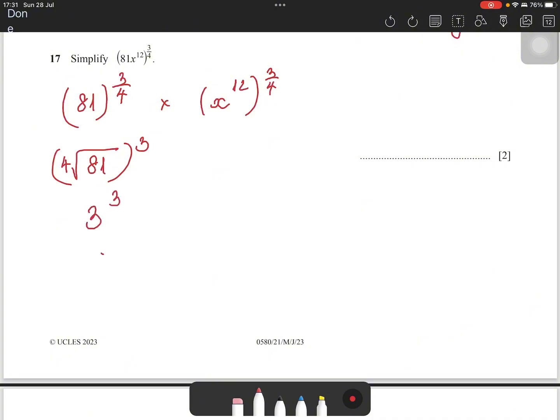3 cubed is 27. And then for the variable part, we will multiply 12 and 3/4 together. 12 times 3 is 36. 36 divided by 4 is 9. So this is x to the power of 9. The answer is 27x to the power of 9.